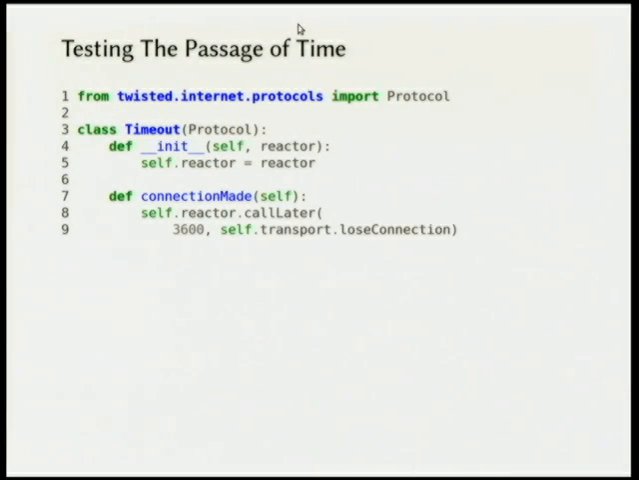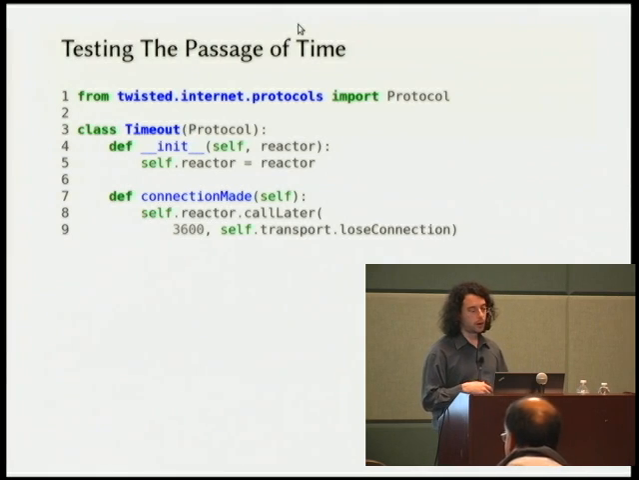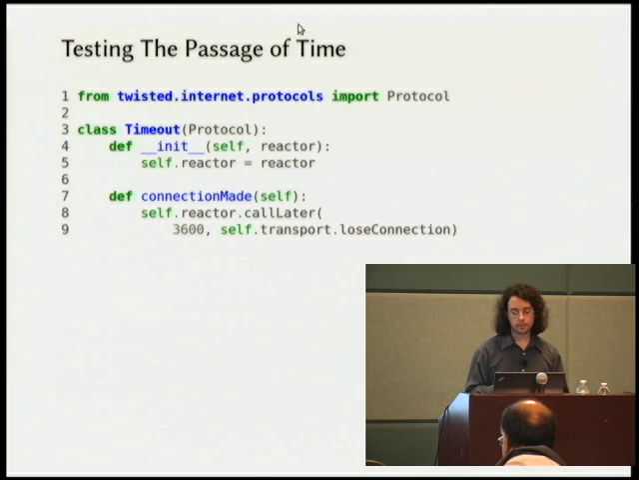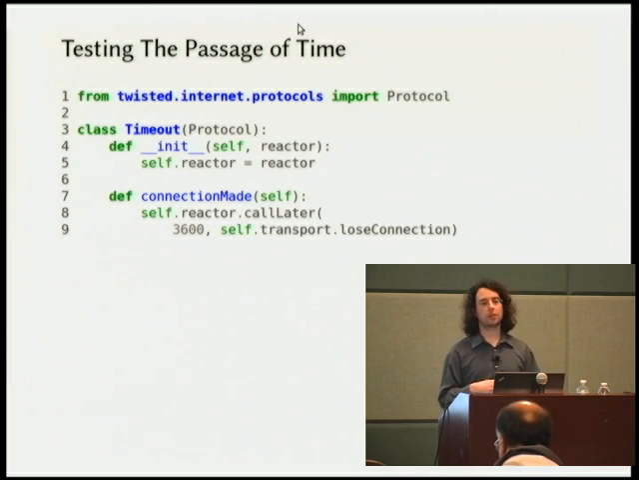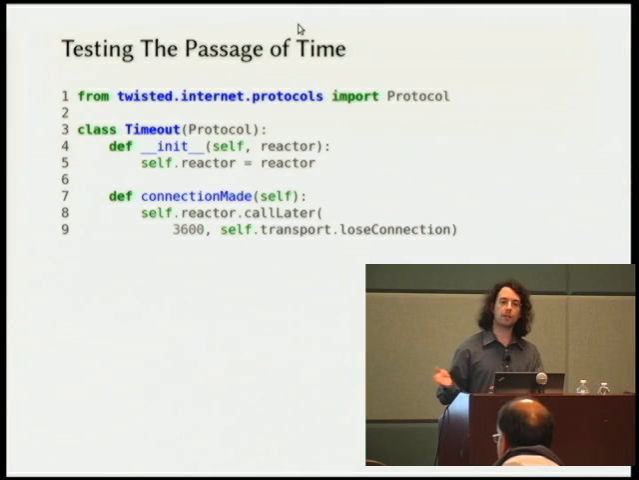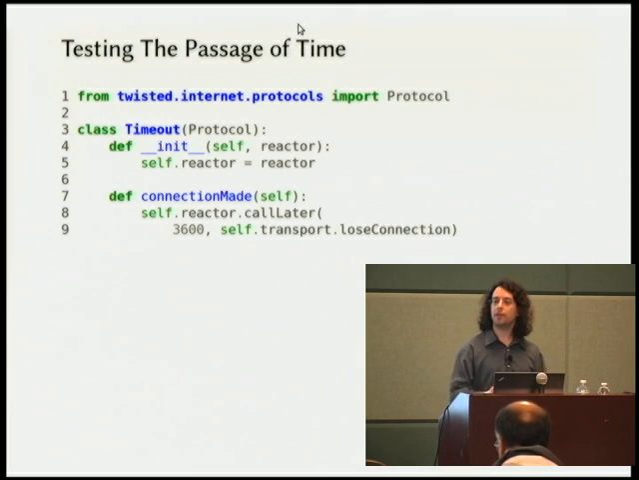Another thing we might want to test is the passage of time. In this example protocol, we store it with a reference to the reactor, the core event loop object in Twisted, which has methods like connectTCP, listenTCP, and also callLater. So we have a protocol, and after the connection is made, we're going to schedule an event to happen in 3,600 seconds, an hour, which is to close the connection. transport.loseConnection means close the connection. So after an hour, whenever you have a TCP connection to this protocol, it's going to close it.